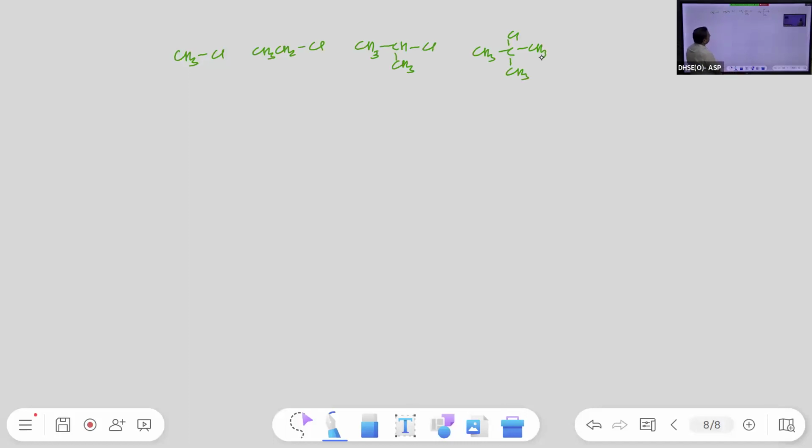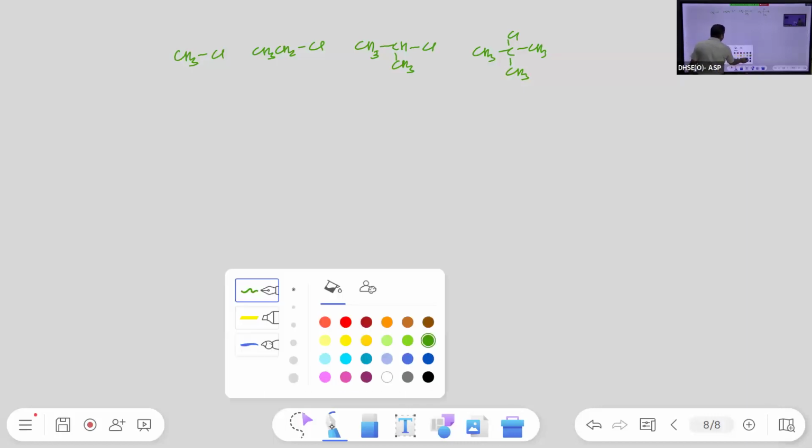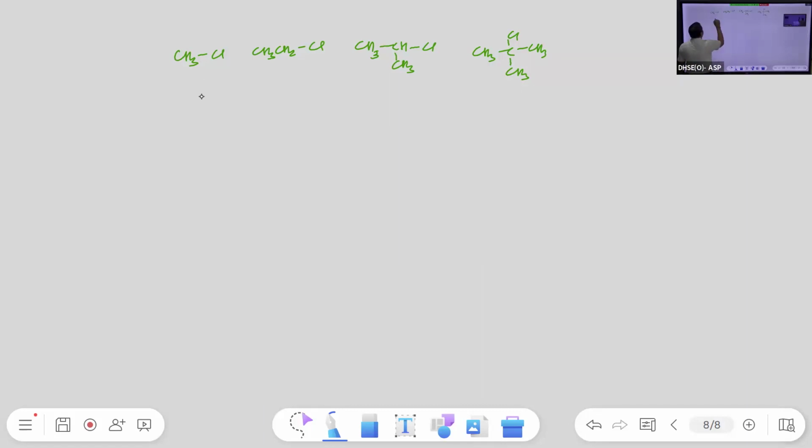Haloalkanes. So the question will be asked, what is the order of reactivity of these haloalkanes? So first we decide the reactive site, and at the reactive site the reaction takes place between the bond of carbon and halogen. So it makes carbocation and halide ion.